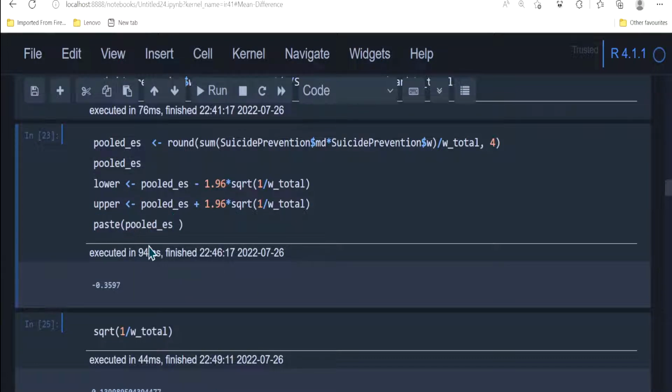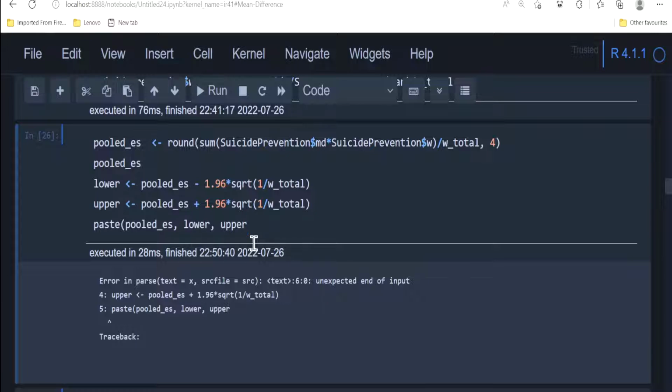So the first one is the pool effect size, the second one is the lower bound, and the third one is the upper bound. So that will be my confidence interval and pool effect size. If I run this, I should be able to get my confidence interval. Yes, I missed one bracket.